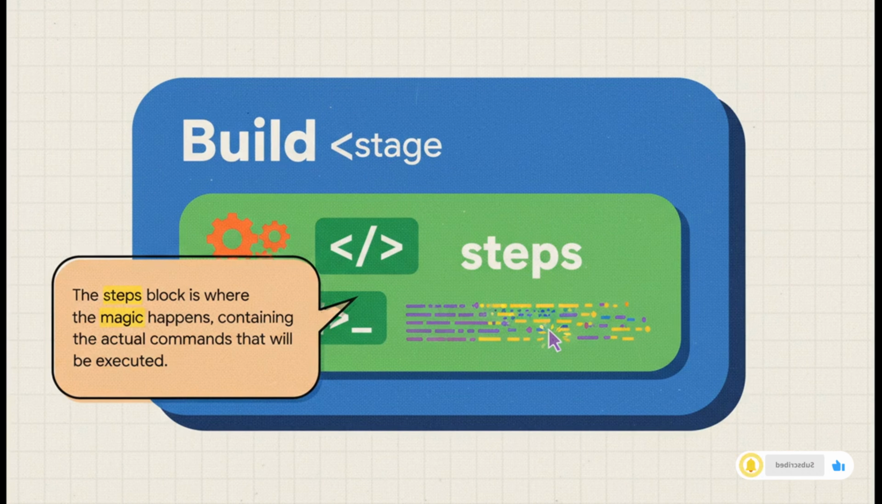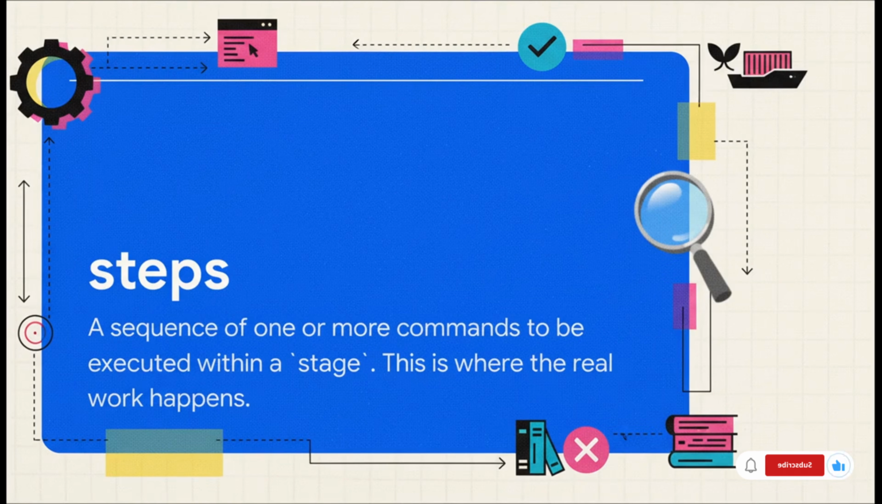Almost there. So we've got the pipeline container, the agent where it runs, and the stages that organize the work. Now for the most important part. What do we actually do inside each stage? This is it, the steps block. This is where the magic happens. Nested inside a stage, the steps block holds the actual commands you want to run. It could be a simple echo to print a message, or it could be a shell script that compiles your code, runs your tests, and builds a Docker image. This is where the real work gets done.